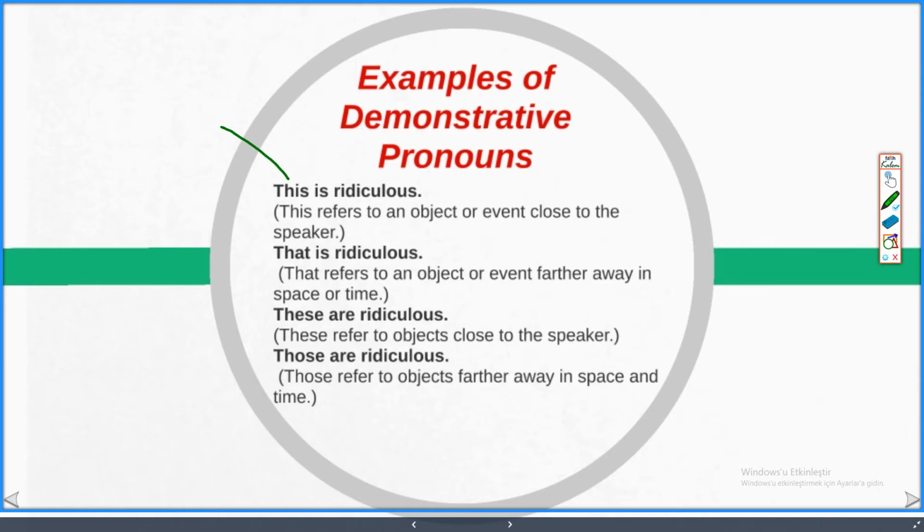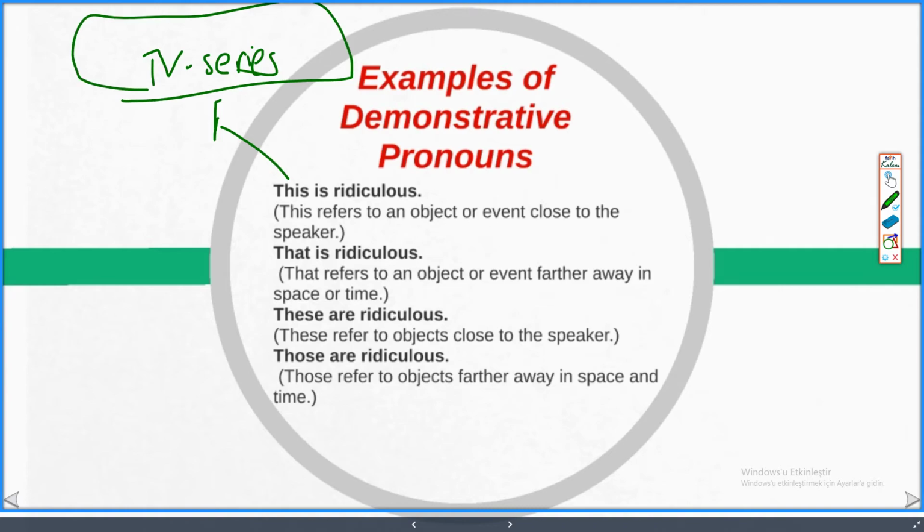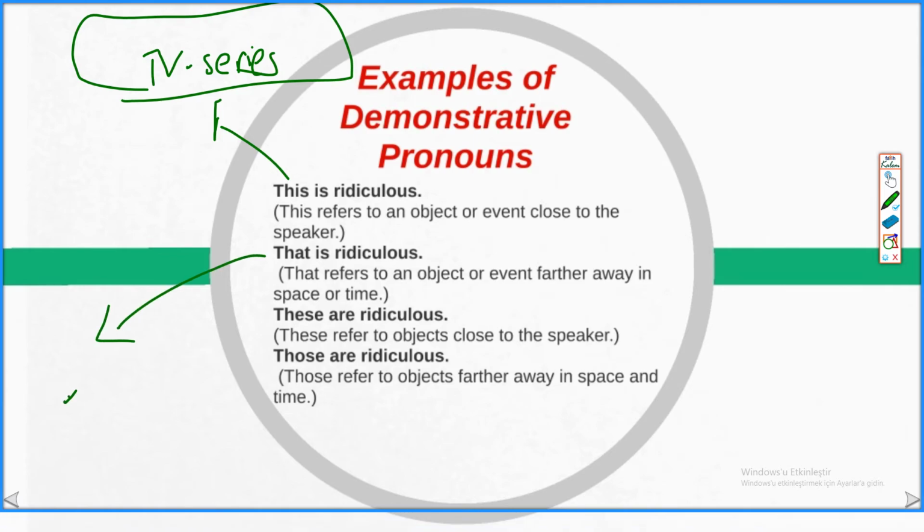And this is what? TV series. Okay. For example, "That is ridiculous." That refers to an object or event farther away in space or time. Far away. Okay. When we use that, it means far, but when we have this, it means near, guys. "These are ridiculous."